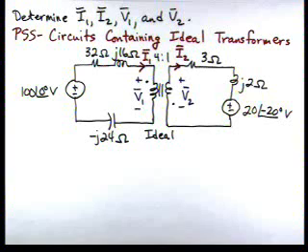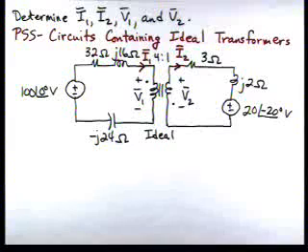In this problem, we're asked to determine I1, I2, V1, and V2. If we notice our circuit, we have an ideal transformer. So we're going to utilize our problem-solving strategy entitled Circuits Containing Ideal Transformers. First step, that strategy says to carefully examine the diagram, determine the assigned voltage polarities and current directions in relation to the dots.